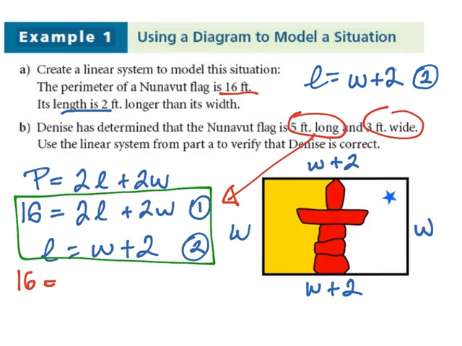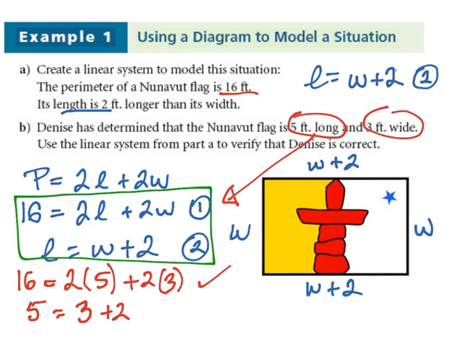So we know that the length is 5, so 2 times 5, plus 2 times the width, which is 3. Will this give us 16? And yes, it does. It does work out. And also, we know that the length is 5. The width is 3, and 3 plus 2 is 5. So these dimensions do work out. 5 feet is the length and 3 feet is the width.